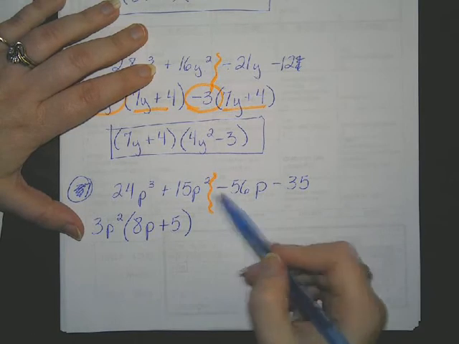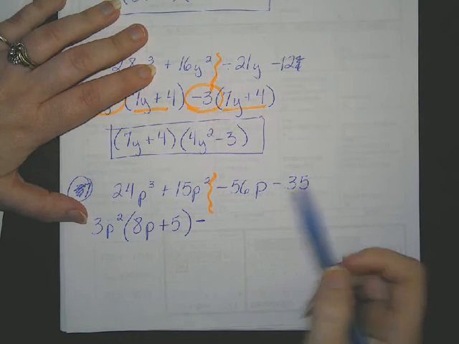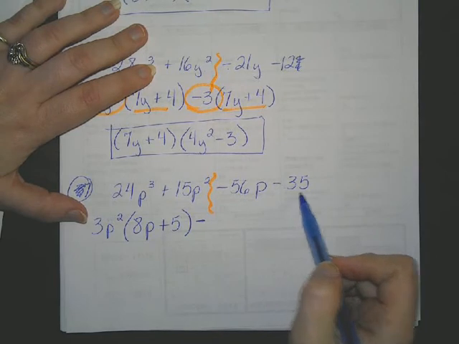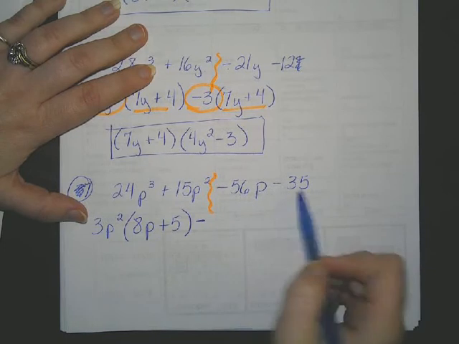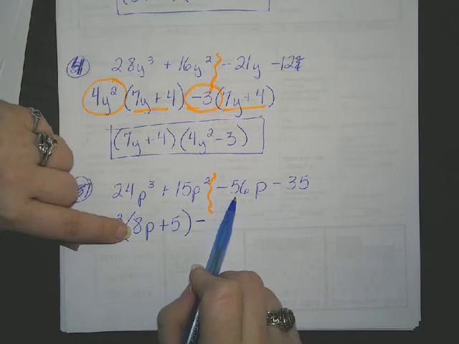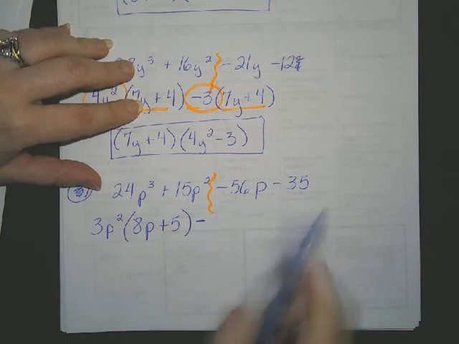There's my negative. Now 56 and 35. Your first instinct is to say 5, but 56 is not divisible by 5. So what could go into both of them? If you're not sure, you know you should end up with an 8. So how many times will 8 go into 56? 7 times. So let's pull out a 7 so that we have an 8p there.